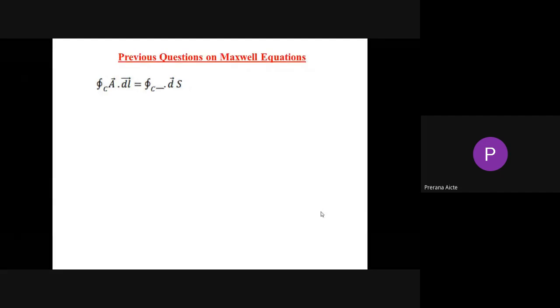Integral of A into D of L is equals to integral of, that is line integrals is equals to surface integrals. So what is the name of this theorem? Line integral is equals to surface integrals. Anyone tell me what theorem will convert the line integrals into surface integrals? Anyone?